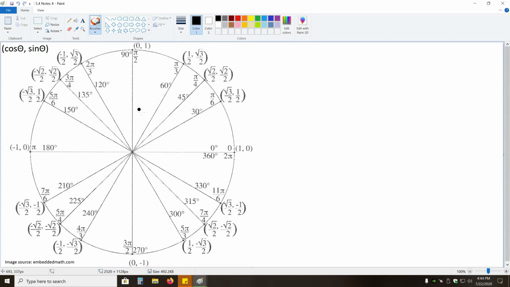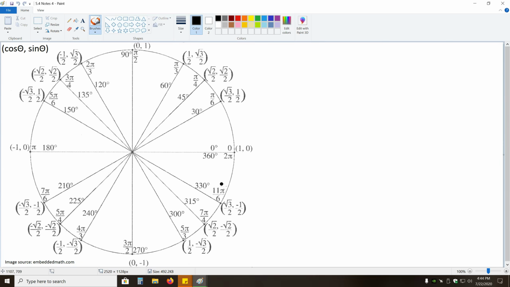An easier way to commit this to memory is actually to deal with it in radians. Look at every radian that has a denominator of 6. All of them have the coordinate square root 3 over 2, comma 1/2. So if you remember that, the denominator being 6 means you have the point square root 3 over 2, comma 1/2, then all you have to do is remember where it's positive and negative.